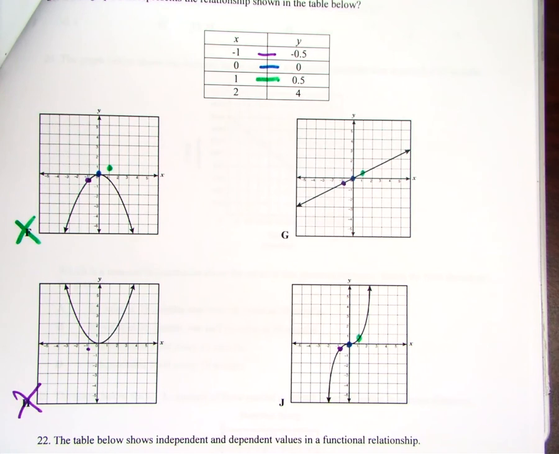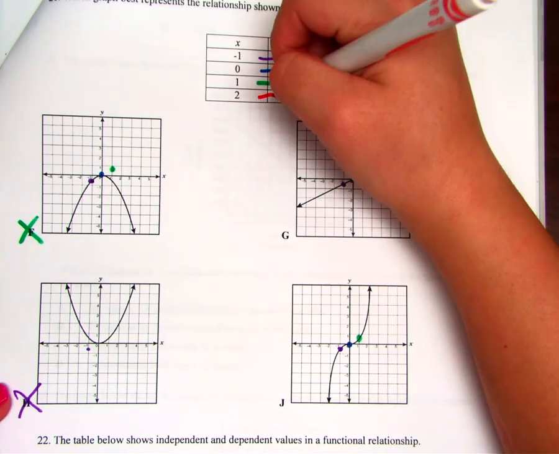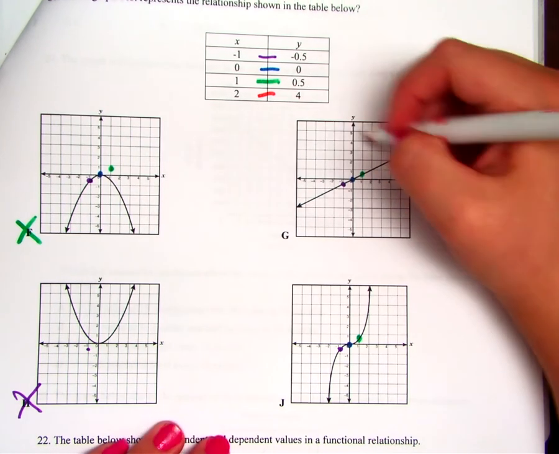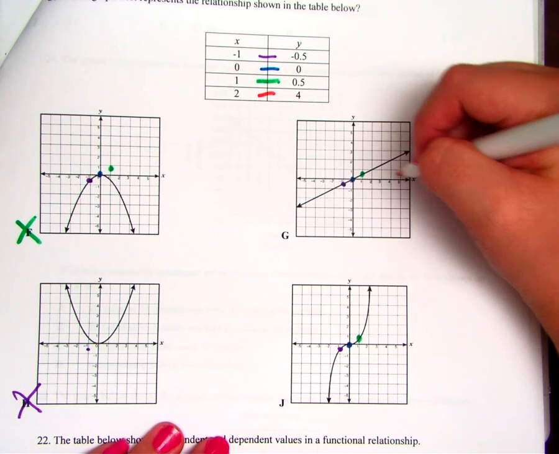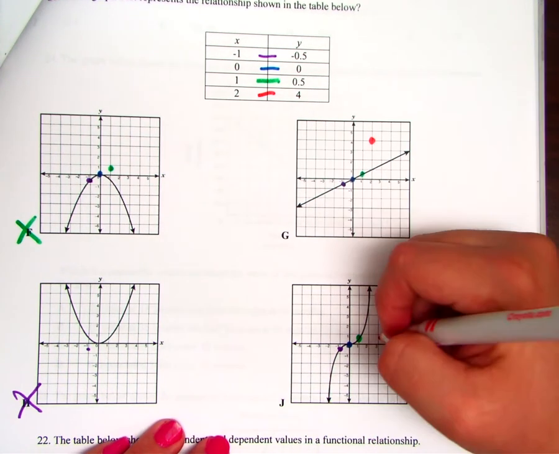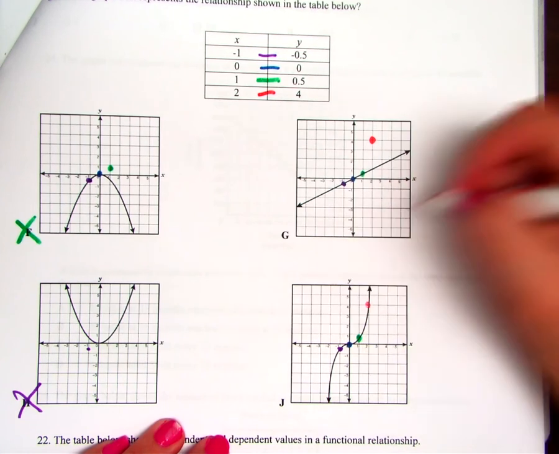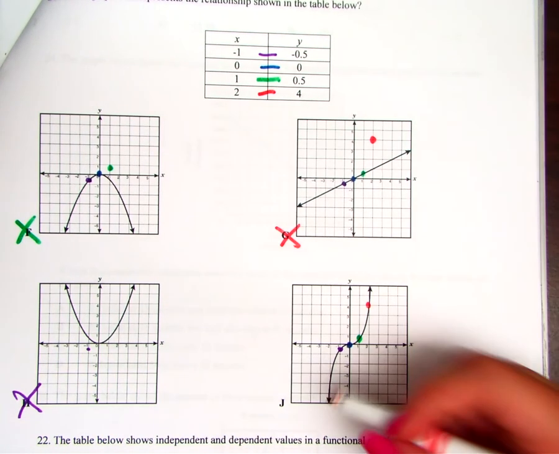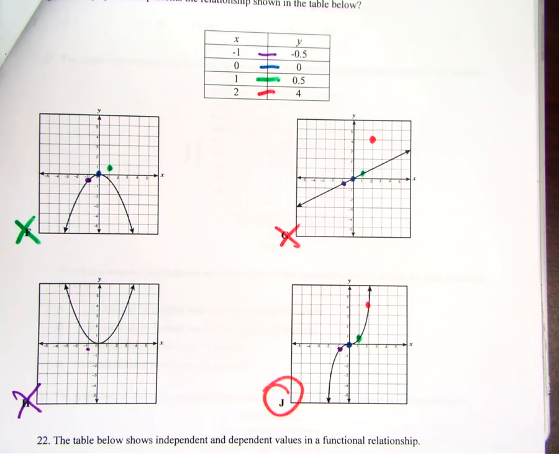So this last point is going to be very important that we got it correctly. We're down to 2 problems. 2, comma, 4. Go 2 in the x, go 4 in the y. It's going to be right there, and right there. So because this point is not on the line, it is not it. And the correct answer is J.